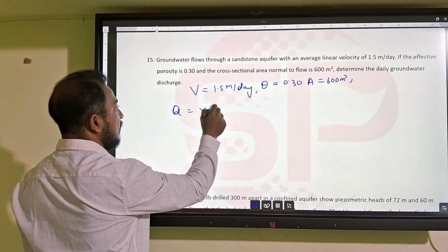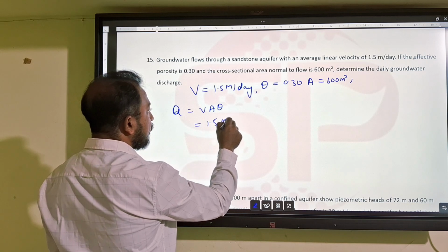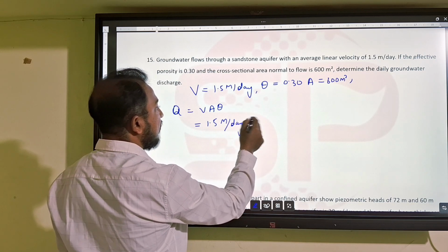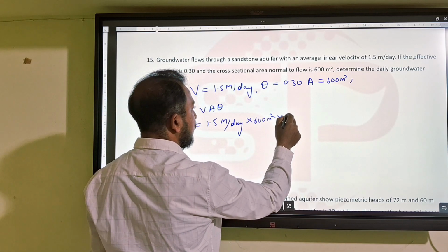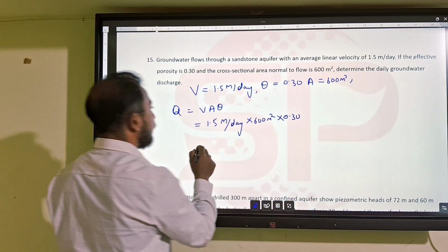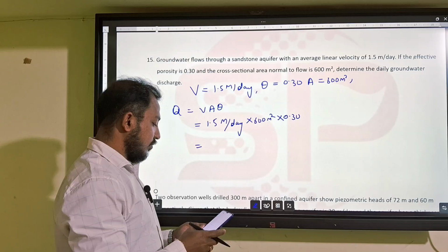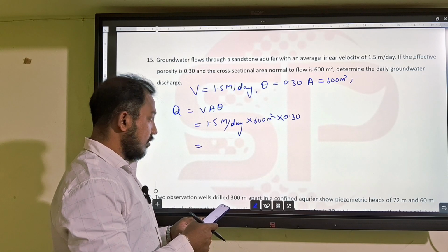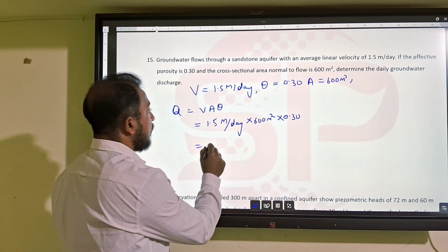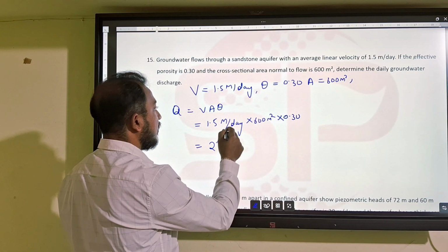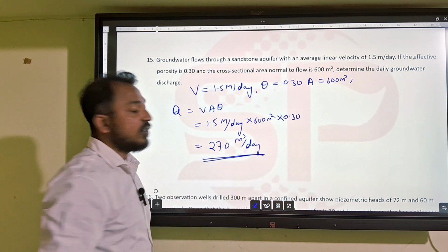So Q by formula is V A theta. So V is given 1.5 meter per day, then A is given 600 meter square, then theta is 0.30. So it will be 270 meter cube per day. So the answer will be 270 meter cube per day.